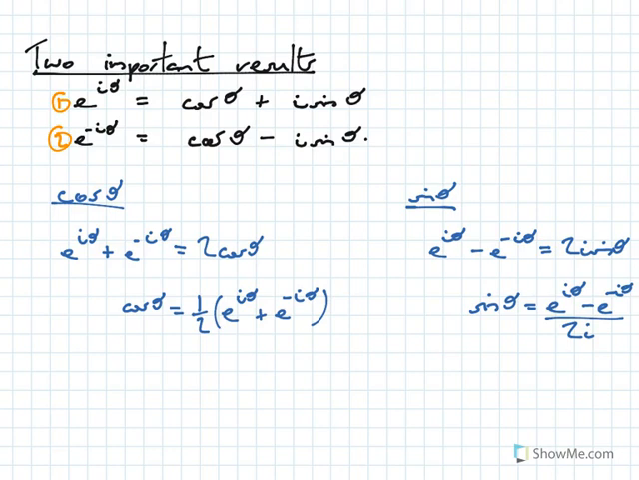Okay, so these results are both really important, and you need to be able to prove these if asked to do so in your exam. So remember those 1 and 2 at the top there, and remember that you just need to either add or subtract to get cos theta or sine theta.